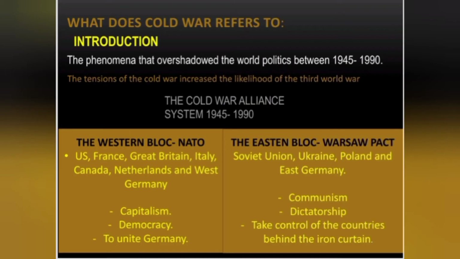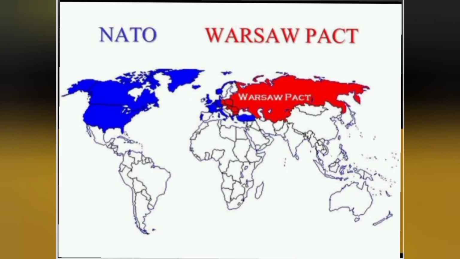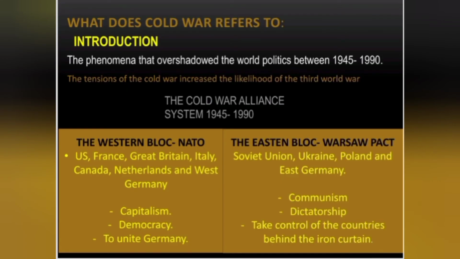So the Cold War alliance system from 1945 to 1990. अब जो ये वेस्टर्न ब्लॉक है ना, नाटो, it was established in 1949, whereas in response to NATO, the USSR established its eastern bloc, the Warsaw Pact, in 1955. अब जो वेस्टर्न ब्लॉक था उसके अंदर ये वाले कंट्रीज़ थे, यूएस, फ्रांस, ग्रेट ब्रिटेन, इटली, कनाडा, नीदरलैंड, वेस्ट जर्मनी, all of the Western bloc, and they had the capitalist ideology, there was democratic form of government, and their goal was to unite Germany.